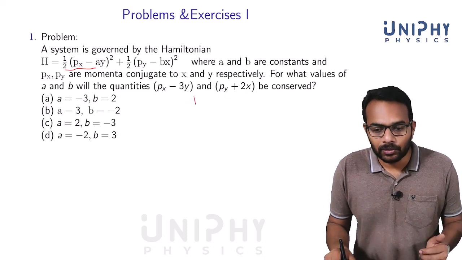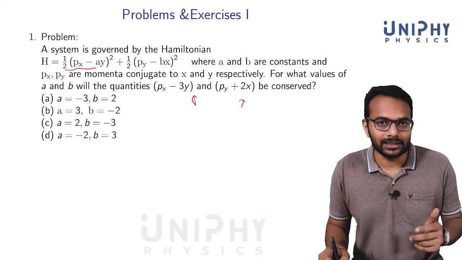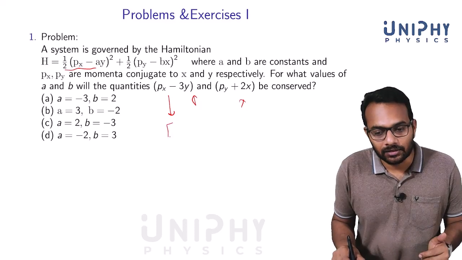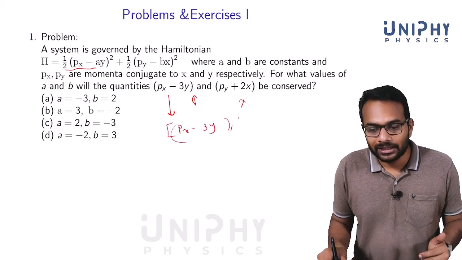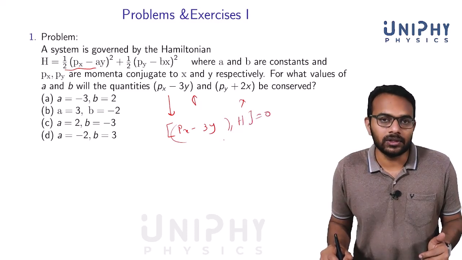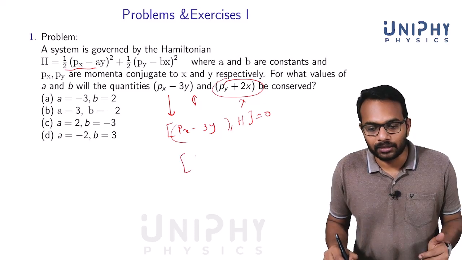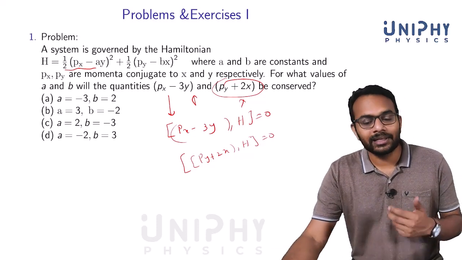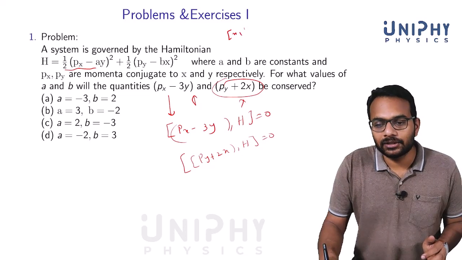Now, if you look at this, you see that there is no explicit time dependence for these quantities. Which means that if we say that Px minus 3y is conserved, this means that the Poisson bracket of Px minus 3y with the Hamiltonian has to be equal to 0. Similarly, if Py plus 2x is conserved, the Poisson bracket of Py plus 2x with H is equal to 0.